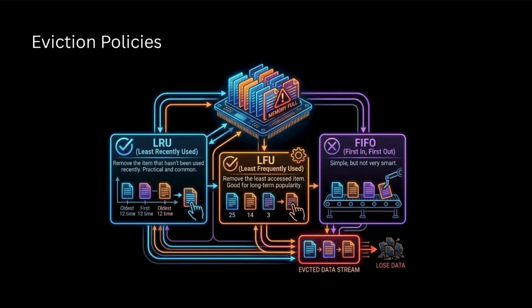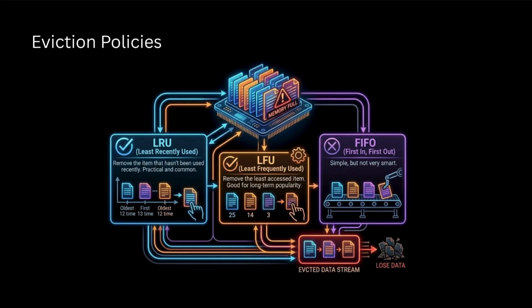One is LRU, that is least recently used. So here we remove the item that hasn't been used recently. This is practical and very common. And the next one is the LFU, that is least frequently used. And here we remove the least accessed item, and it's good for long-term popularity. And the third method is FIFO, that is first in, first out. Simple but not very smart.